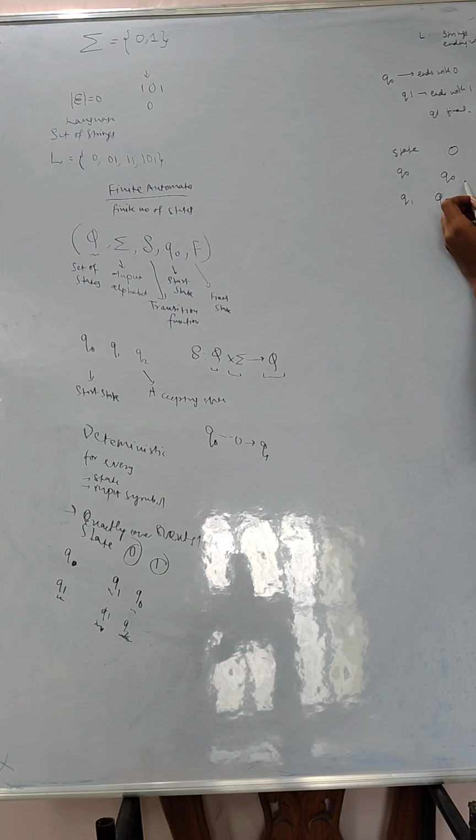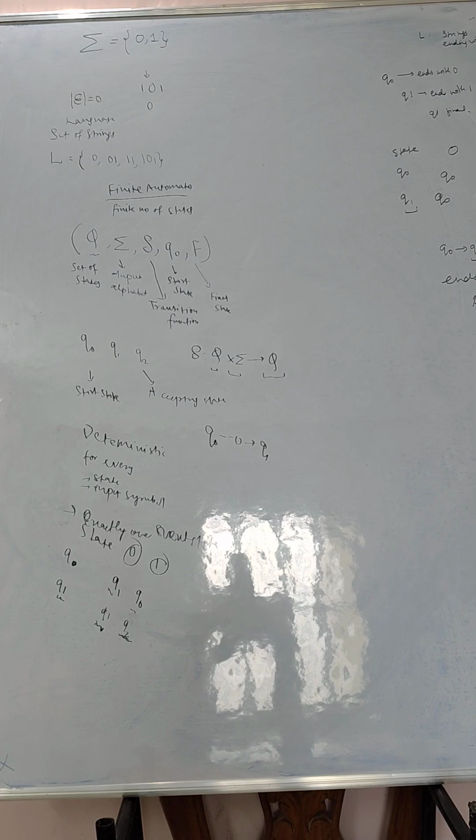Now testing, the input is 101. For 1, from Q0 it will go to Q1, and then for 0 it will go to Q0, and for 1 it will go from Q0 to Q1. So it ends in Q1, hence it is accepted.